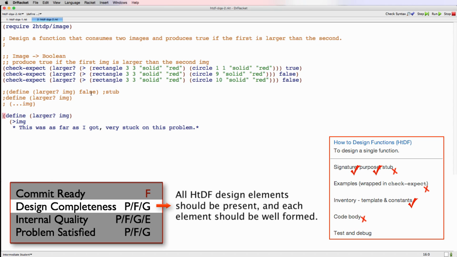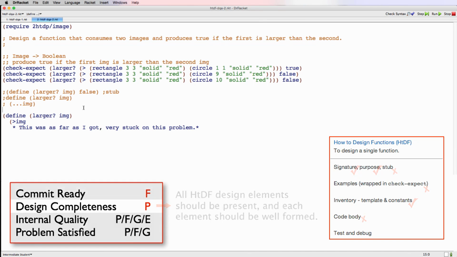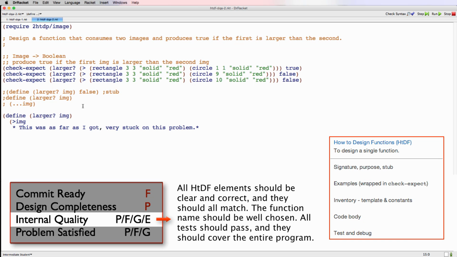There's enough problems here in terms of the well-formedness in the design that we'll give a poor on design completeness. In terms of internal quality, let's see, the signature is not correct because it doesn't consume 2 images. The purpose is clear and succinct. The examples, it's hard to say whether they test the function because they're not well formed.